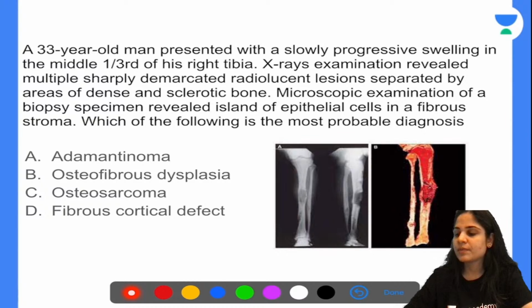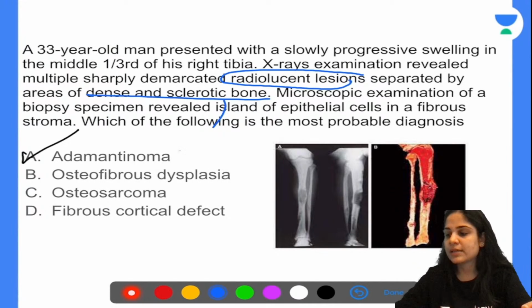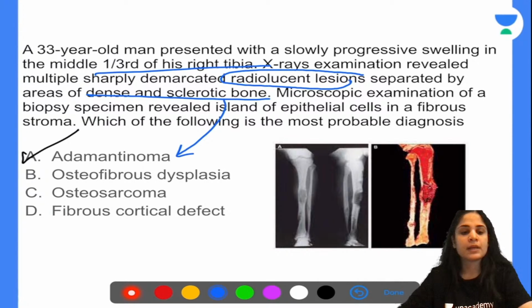So whenever they give you this kind of question, obviously you cannot identify very well from the x-ray picture, but if they tell you that there is a radiolucent lesion separated by areas of dense and sclerotic bone, that is very characteristic of an adamantinoma. Even more characteristic is the site, first of all the middle one-third of the tibia, and second the microscopic examination, which shows islands of epithelial cells in a fibrous stroma. So that is very characteristic of an adamantinoma. That's how you should be able to identify this.